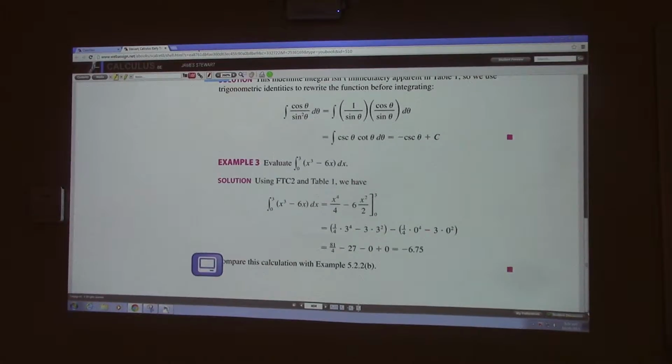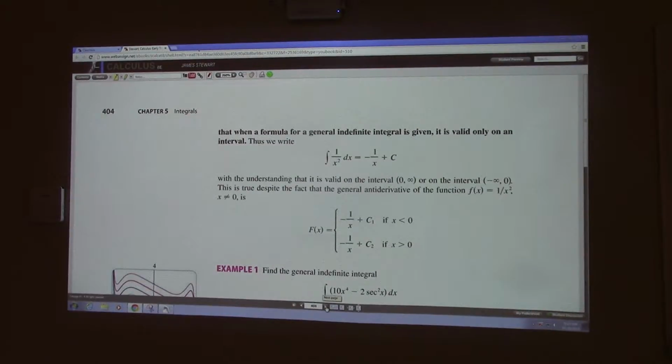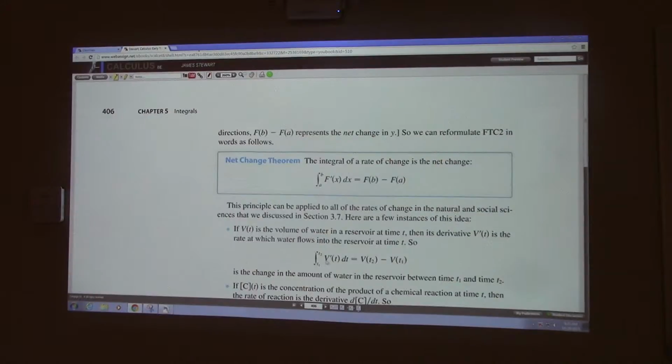I'm going to wait on the integration of trigonometrics. I'm going to make that a separate section, if you don't mind. Okay, we've already gone over this. I thought we were in indefinite. I guess not. Okay, we'll go ahead and start. I really don't want to do that yet.